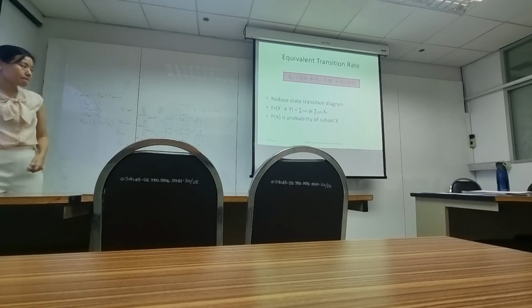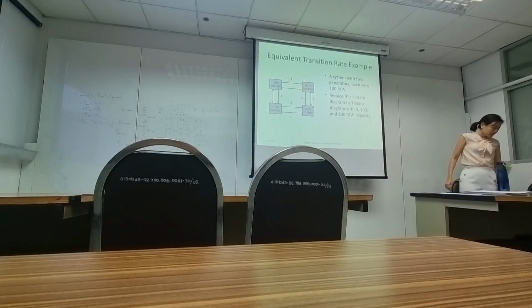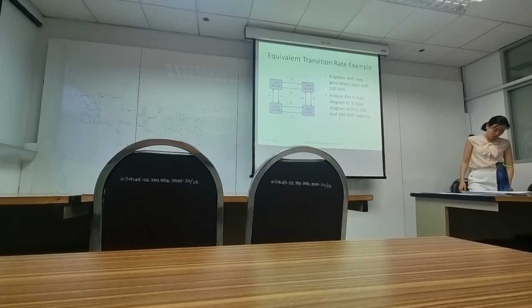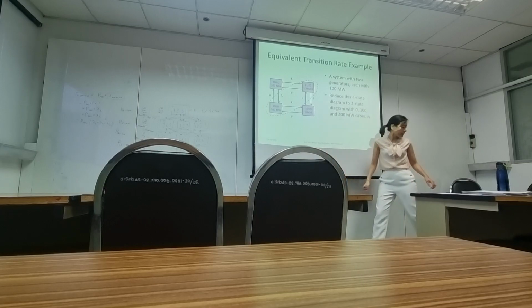Very easy. So this is the equivalent transition rate for the two components, each with 100 megawatts. So we can reduce this from a 4-state diagram to a 3-state diagram with 0 capacity, 100 and 200 capacity.